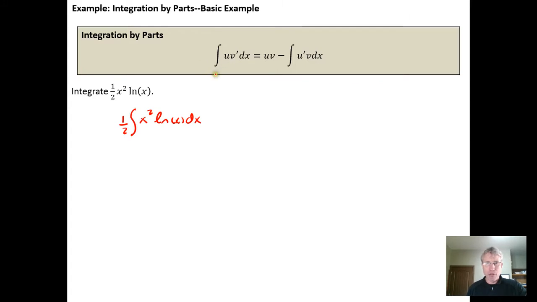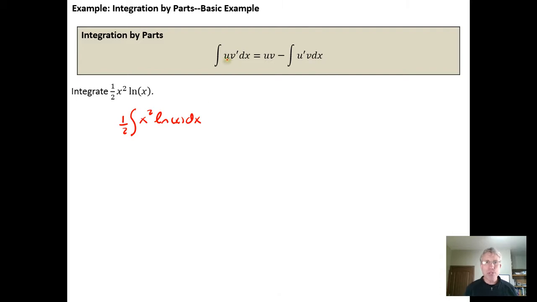And the way that the integration by parts formula works is we have a product of two functions, x squared and ln of x. We let one of these two functions be represented by u, and we represent the other function with v prime, the derivative of v. And it doesn't matter which one is u and which one is v, as long as the right-hand side of the formula works out for us. So I'll show you what I mean by that.